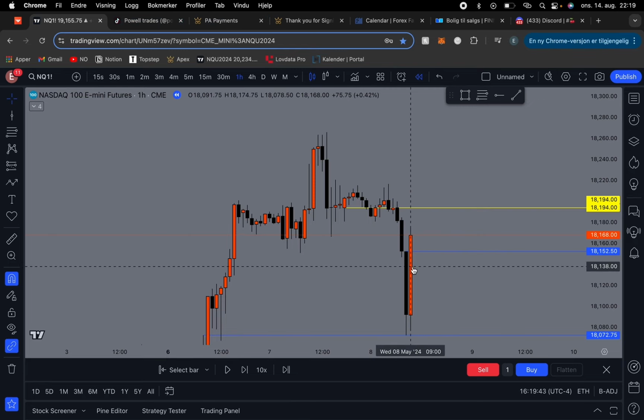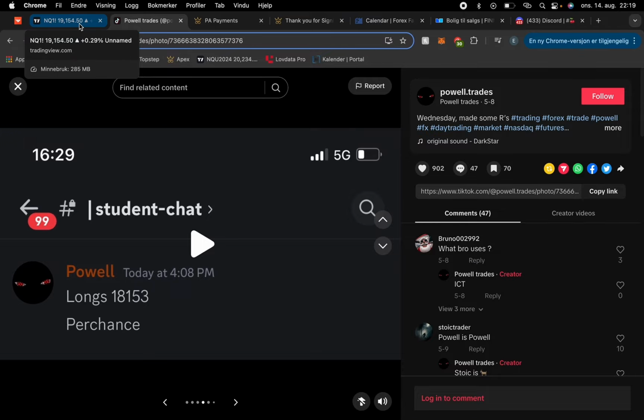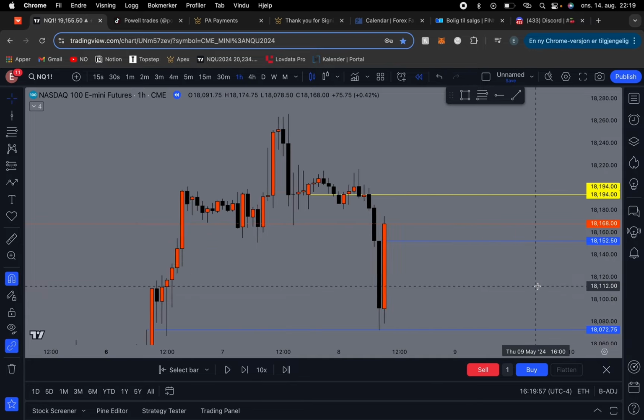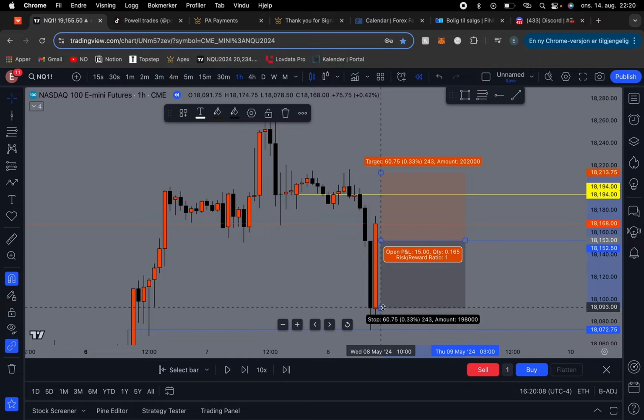So when this candle closed at 9 a.m., I gave the signal longs 18153. As you guys know, I always account for 2 ticks of spread and just fuckery, randomness, whatever.